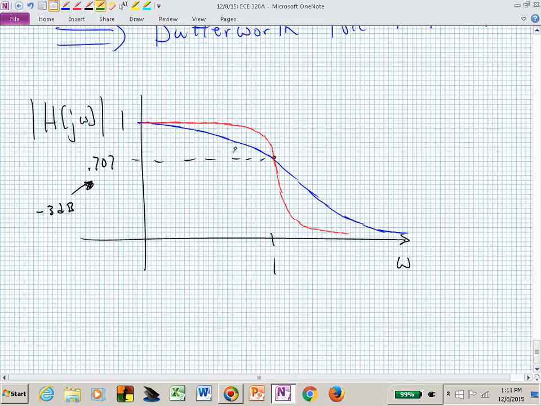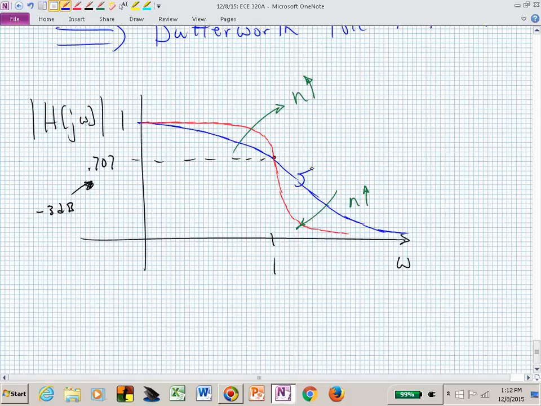This is increasing. And here, this is increasing, if that makes any sense. So we're moving closer and closer to having a sharper transition between the pass band and the stop band as we increase the order of our filter.